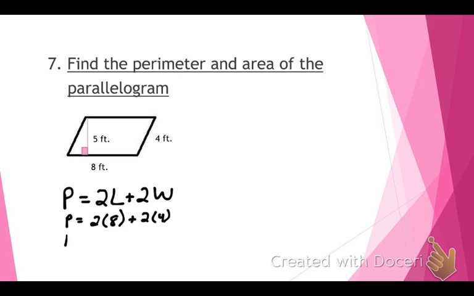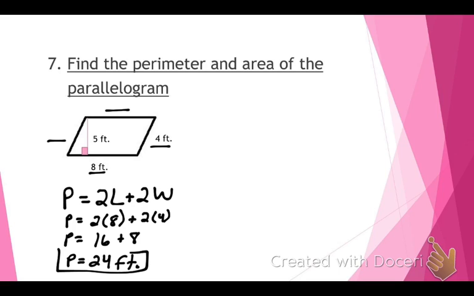Okay, what's 2 times 8? 16. 2 times 4? 8. Answer? 24 feet. 24 feet, okay? So then let's just think about this. If I added 8 plus 4, what is that? 12. This one also would have been 8 plus 4, which was another 12. And what's 12 plus 12? 24, which is the same thing that we just got down here, okay?